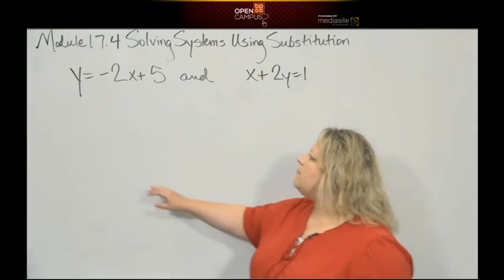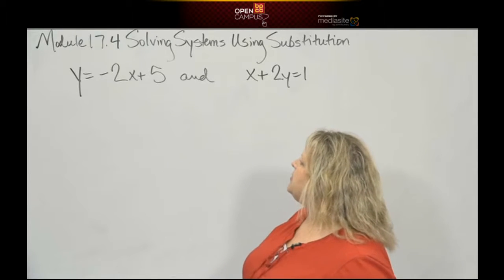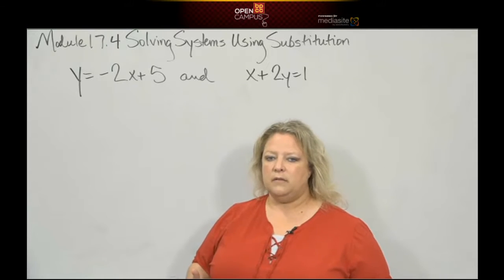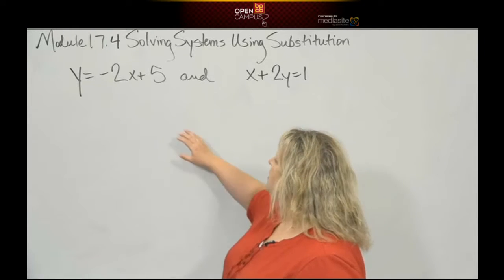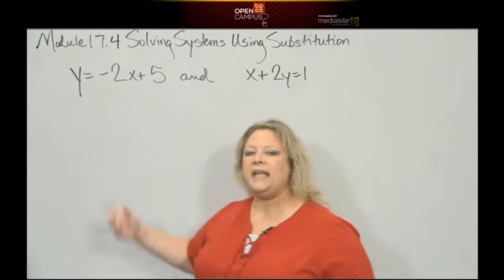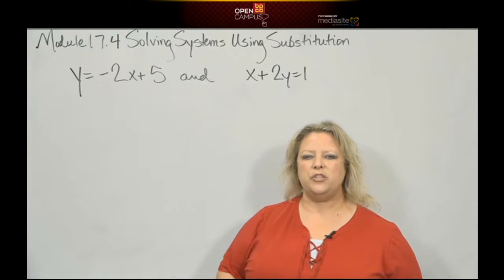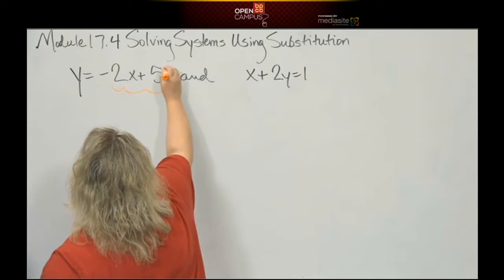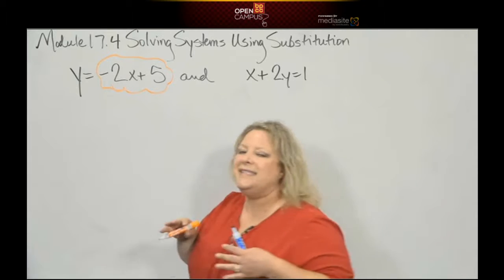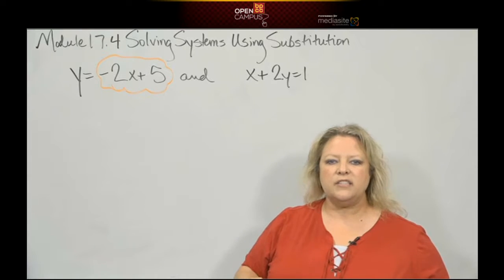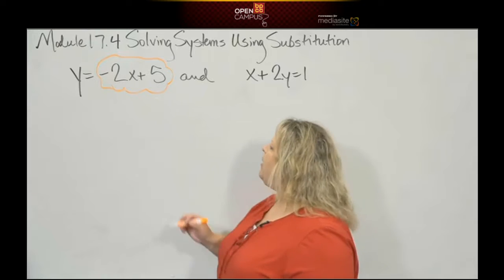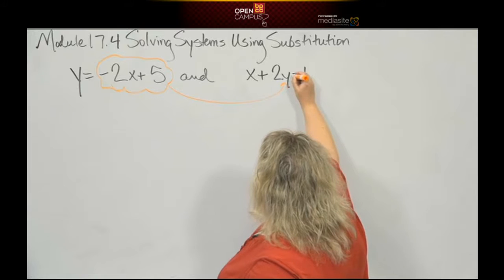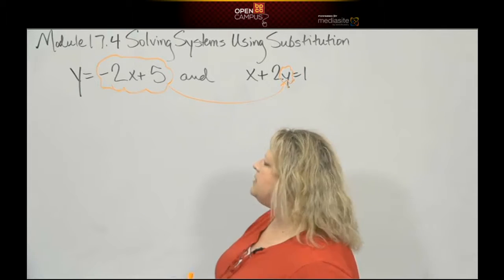Here we go. So I have y is equal to negative 2x plus 5, and I have x plus 2y equals 1. Now, again, if I look at this equation, see how it already says y equals? Why wouldn't you pick that one? That one already says y equals this. It requires 0 work. So let's go with that one, okay? Let's substitute that in place of this little y right there, all right?